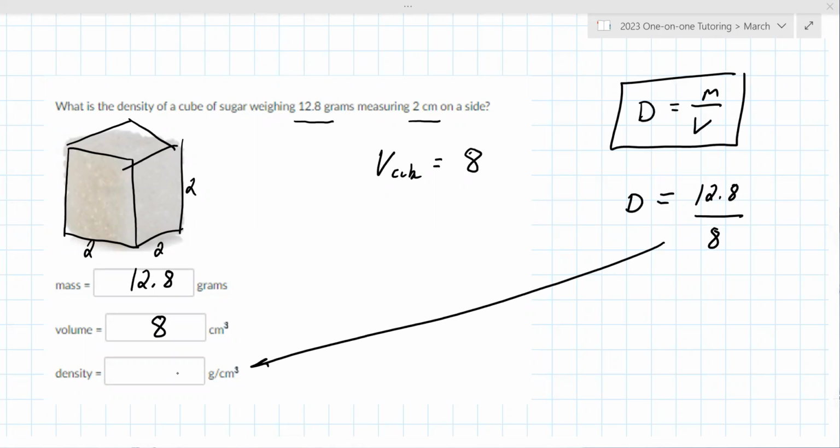Let me know what you come up with. Oh, okay. I got 1.6. 1.6, perfect. Any questions on that before we move on to number 19? No.